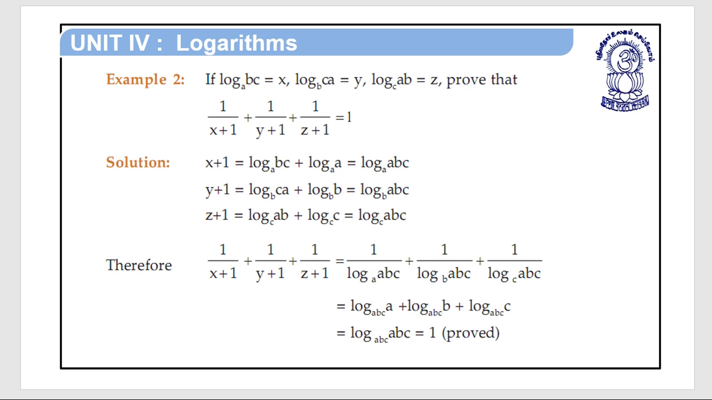log BC to the base a is equal to x. Log CA to the base b is equal to y. Log AB to the base c is equal to z. Then prove that 1 upon x plus 1 plus 1 upon y plus 1 plus 1 upon z plus 1 is equal to 1. Now, first find out the value of x plus 1.